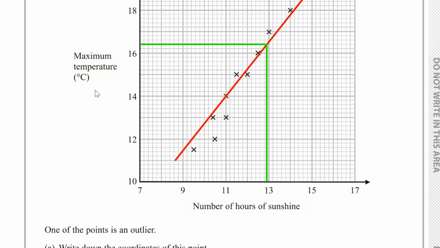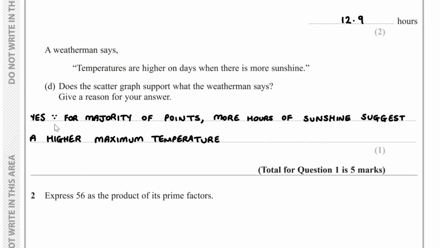So this will suggest that the more hours of sunshine we have, the higher the maximum temperature. Let's just write that down. So, of course, the scatter graph supports the weatherman's statement, because for majority of points, more hours of sunshine suggest a higher maximum temperature.